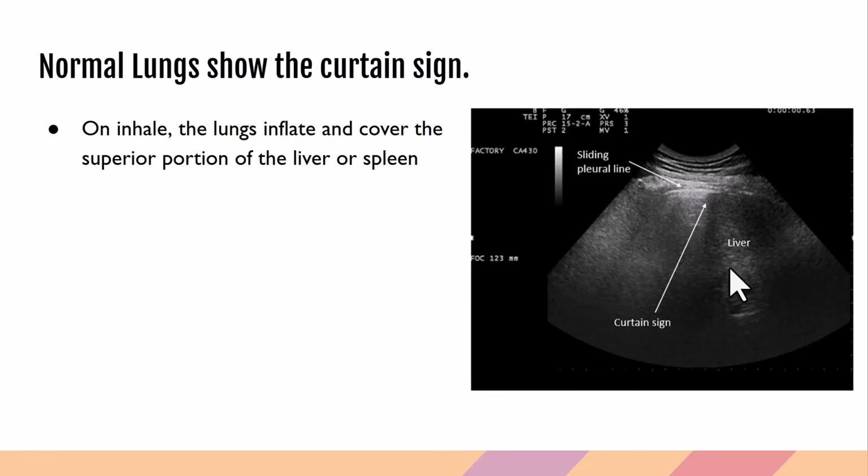If we don't see this curtain sign, or if we see lung stuck up a little bit higher, or there's anechoic fluid up there, all of that points to a pleural effusion.